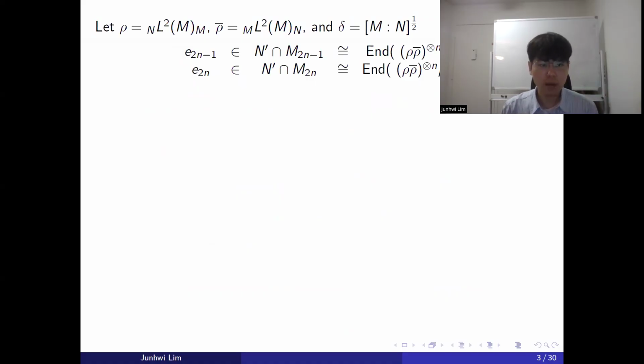There's a bimodule description for the relative commutants. Let rho be the N-N bimodule L2 of M, and rho bar be its dual M-N bimodule. Then the relative commutant can be identified with the endomorphism space of the tensor products of rho and rho bar. So the Jones projections lie in the endomorphism spaces.